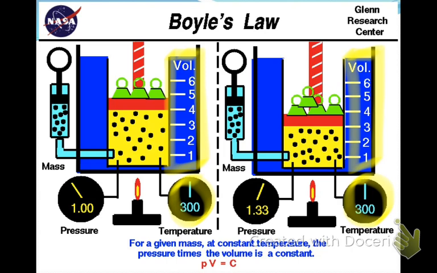So the volume here is around 4, and they don't give any units, so I don't know what the units are here. Then the volume has decreased down to 3. And let's take a look at our pressure. It went from 1 to 1.33. So as volume went down, the pressure had gone up.